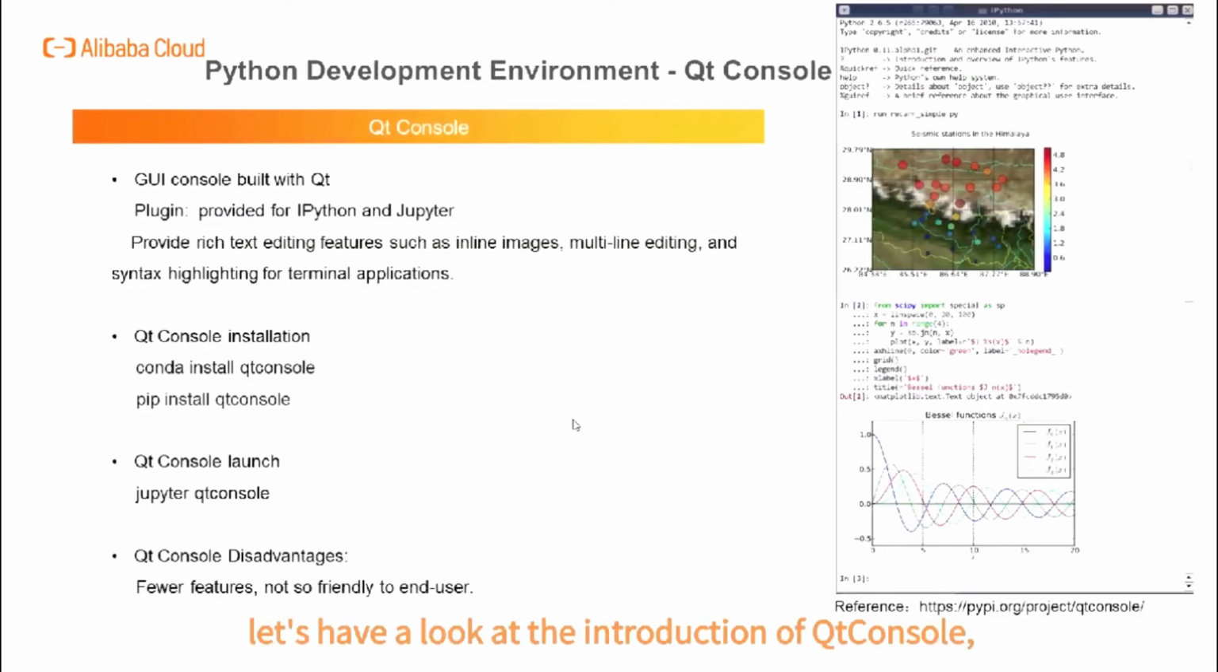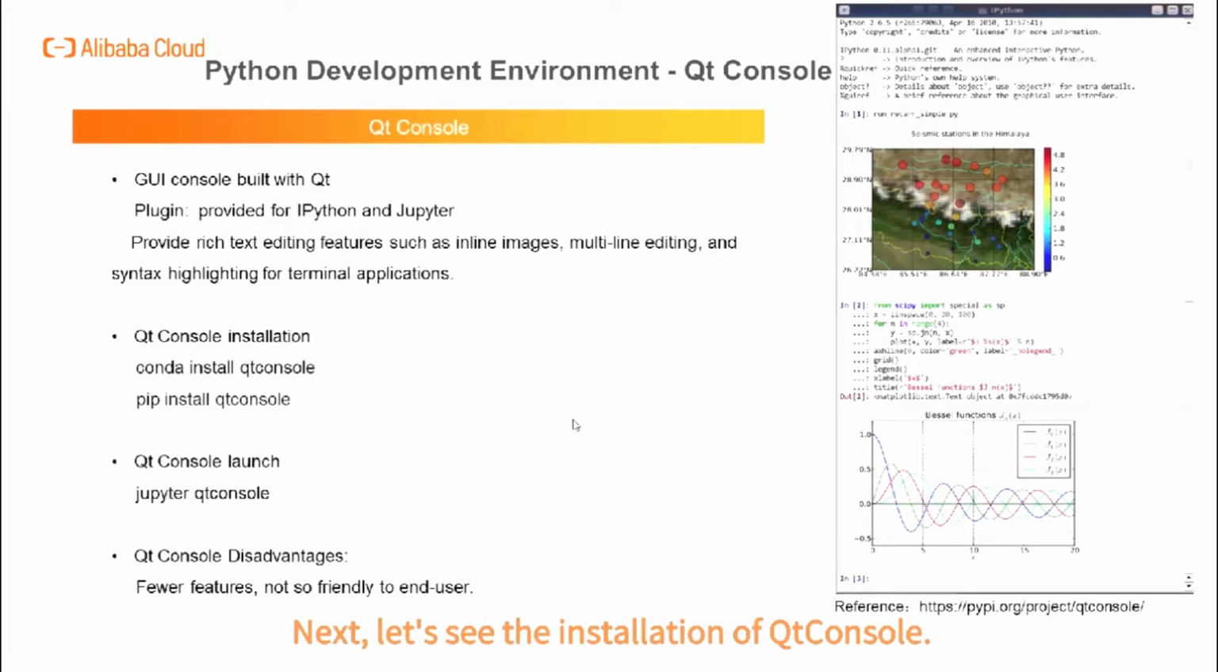After IPython, let's have a look at the introduction of the Qt console, another Python development environment. Qt console is not very popular. In fact, it is an interactive programming environment providing a GUI built with the Qt framework, and it is often used as a plugin for IPython and Jupyter. It provides some rich text editing features to the programming running in the terminal, for example, inline pictures, multi-line editing, syntax highlighting, etc. As a comparison, IPython, which was introduced just now, is a pure text editor, not a rich text editor.